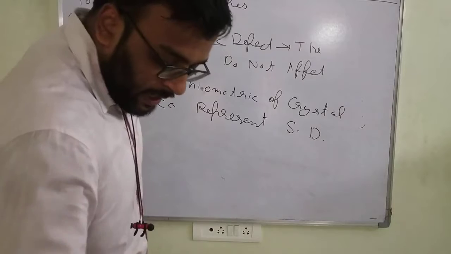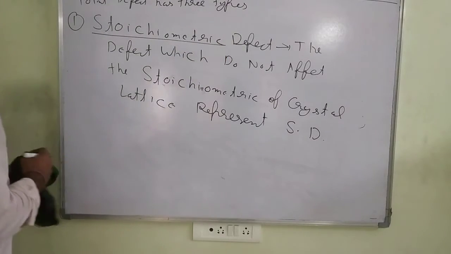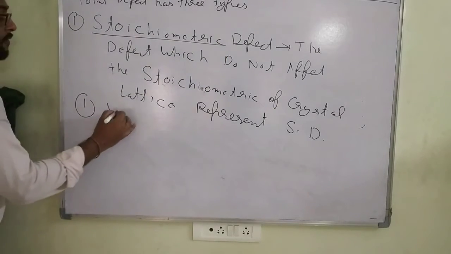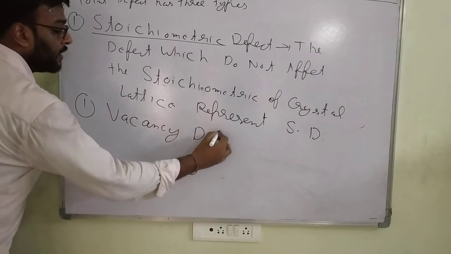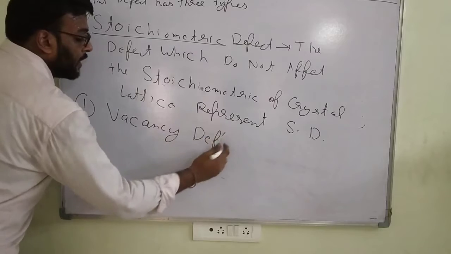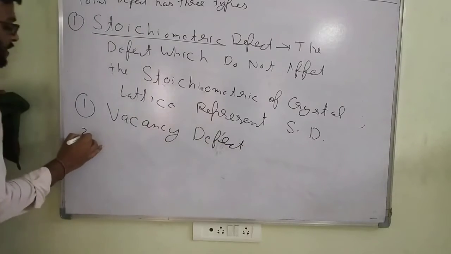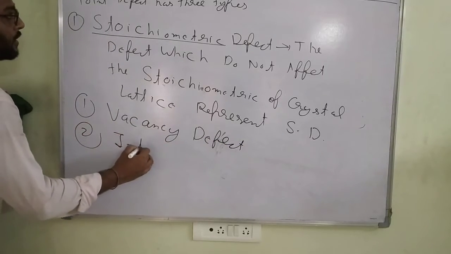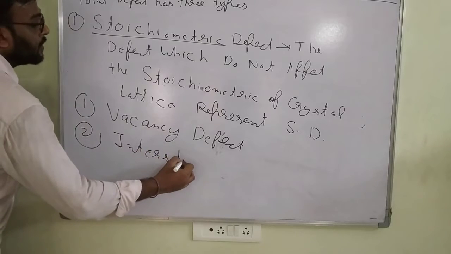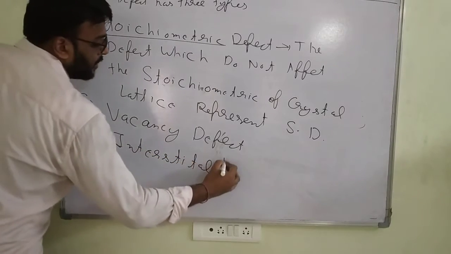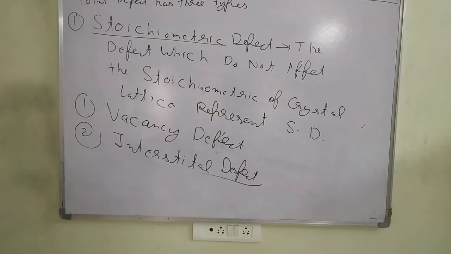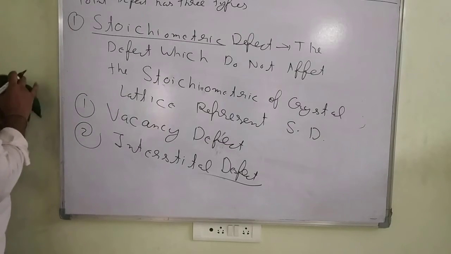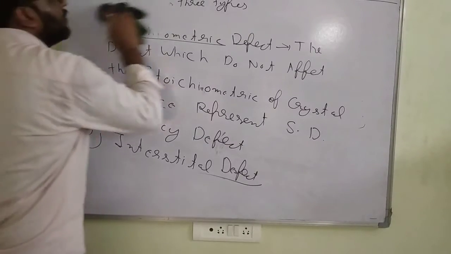Next, it has two types. Stoichiometry defect has two types. One is vacancy defect, and the second one is interstitial defect. Okay, it has two types: vacancy defect and interstitial defect. I am explaining the first point.